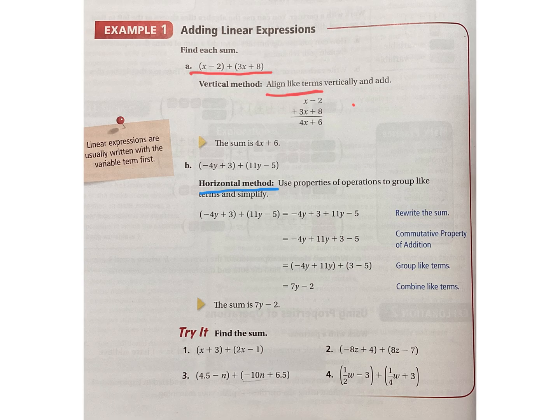So you have the 11y and the 4y. You put those together, and it's a negative 4y plus an 11y, and that gets you the 7y. And then you put your constants, the plus 3 and the minus 5. You put those together, and you get a negative 2. So it's 7y minus 2.